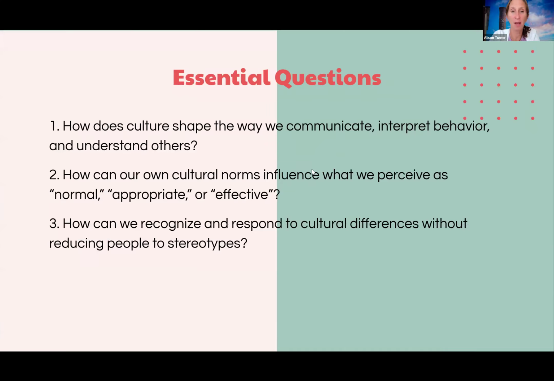I want you to start to think about these essential questions as you find the reading, pull it out, and get started on that chapter. The first one is, how does culture shape the way we communicate, interpret behavior, and understand others? Number two, how can our own cultural norms influence what we perceive as "normal," appropriate, or effective? And number three, how can we recognize and respond to cultural differences without reducing people to stereotypes? I really think that third question is interesting and important, and I'm hoping to hear more about your thoughts on that as we move into your reflections.